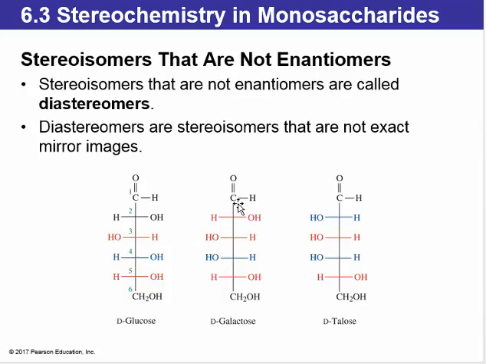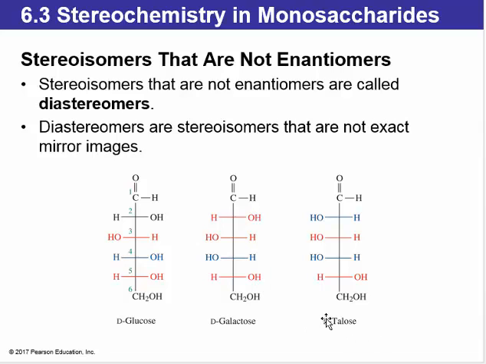The 1 carbon is the same, the 2 carbon is the same, the 3 carbon is the same. And by same, I mean the arrangement in space of what is attached to it is the same. And then if we look at the 4 carbon, we see a difference. In glucose, on the Fischer projection, the hydrogen is on the left and the hydroxyl group is on the right. And that is opposite for D-galactose. So this is not a mirror image, but it is a stereoisomer.